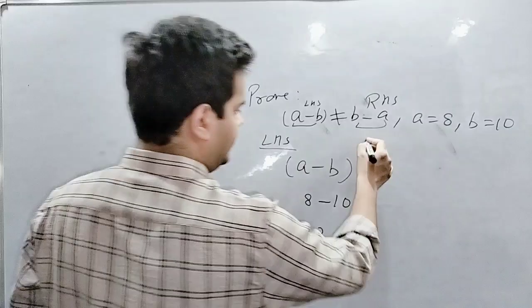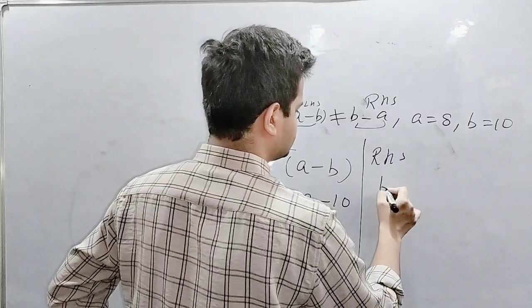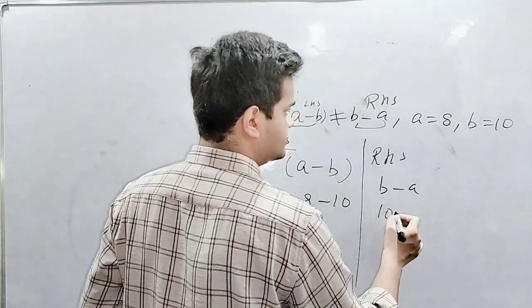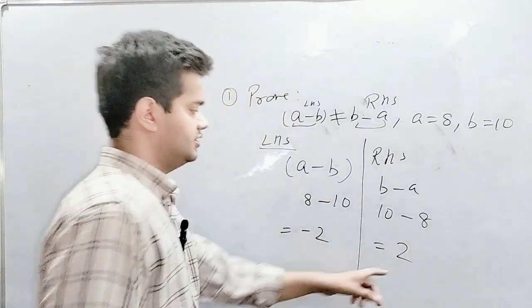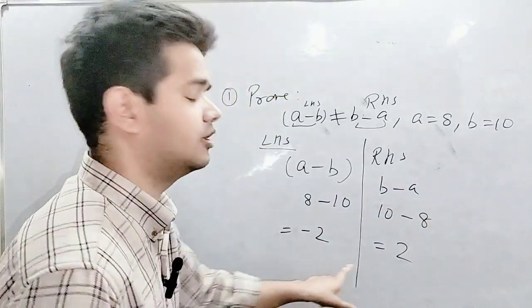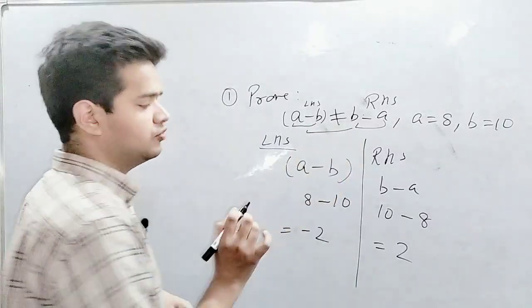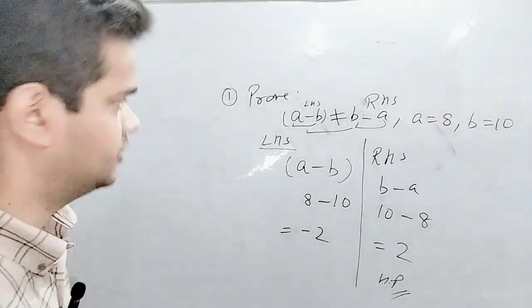Okay. Now if I take RHS here, it is b minus a. What is b? B is 10 and A is 8. So this is 2. Since both sides are not equal, this is proved. So I will write hence proved. Okay, please note it down.